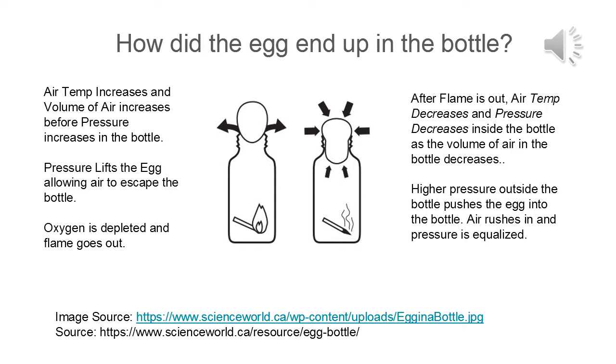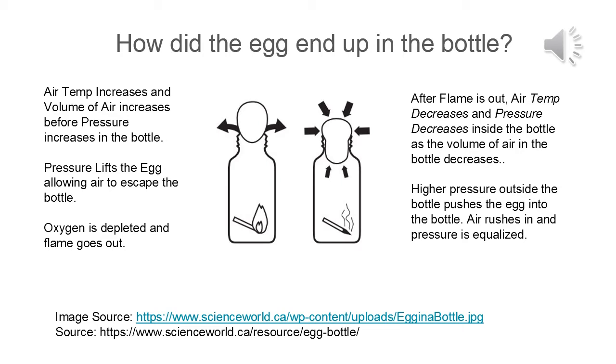Let's talk about why the egg was sucked into the bottle. After we placed the lit match inside the bottle and the egg on top of the opening, the air temperature in the bottle increased, and so did the air pressure inside the bottle. As the pressure in the bottle increased, the egg was lifted, allowing air to escape the bottle, reducing the pressure as the volume of air is no longer constant. The pressure would decrease and the egg would seal the opening again, allowing the pressure to build up and repeat the process, making the egg vibrate until the oxygen in the bottle was depleted and the flame extinguished.